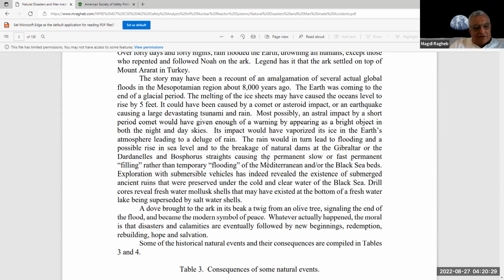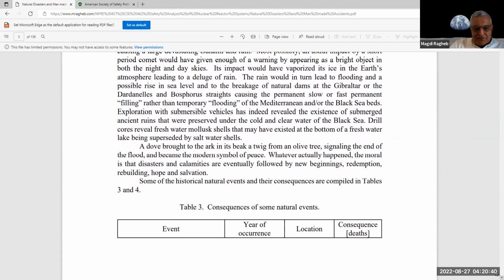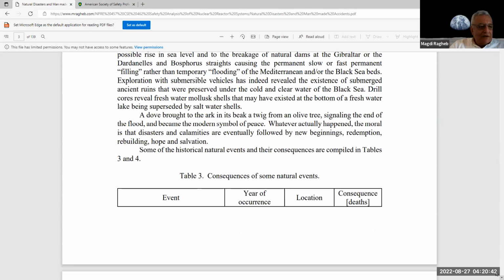In fact, I find that in the Mediterranean and Black Sea beds there are some kind of archaeological sites underwater. It tells us that the level of water in the oceans is much higher than it was in the past.